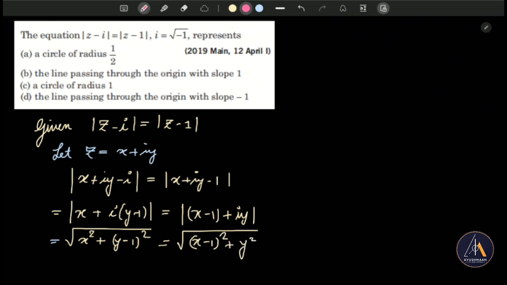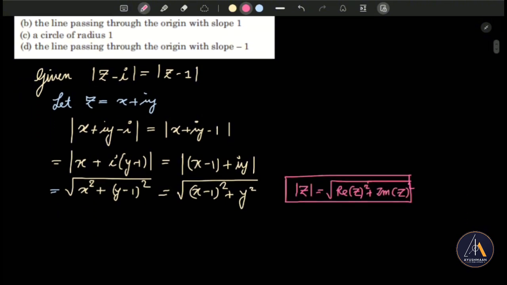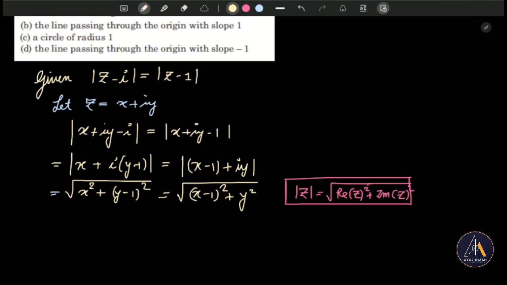This can be written because we know that modulus of z equals under root real z square plus imaginary z square. So now squaring both sides, I can write x square plus (y minus 1) whole square equals (x minus 1) whole square plus y square.